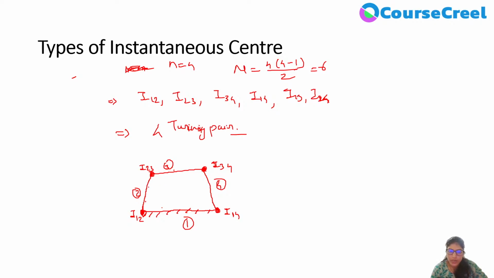मतलब जैसे 2 और 3 का जो भी joint है उसके बीच में I23 है, तो I23 will lie at the same joint. But if suppose this link is rotating in this direction, so the position of instantaneous center with respect to displacement will continuously change. So position with respect to displacement for I23 will change, but it will lie between these two links only, 2 and 3.